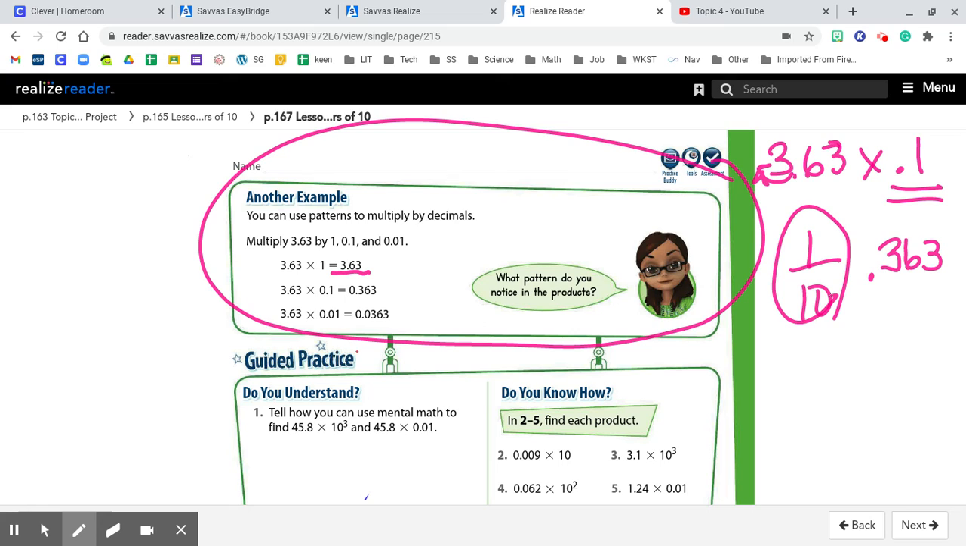And the next one is 3.63 times 0.01. So it's like I'm multiplying this by 1/100th. So again, I'm moving it one place for tenths. I'm going to move it 2 places for 100ths. So my final answer for that one is a really small decimal. That was super sneaky that they snuck that in there.